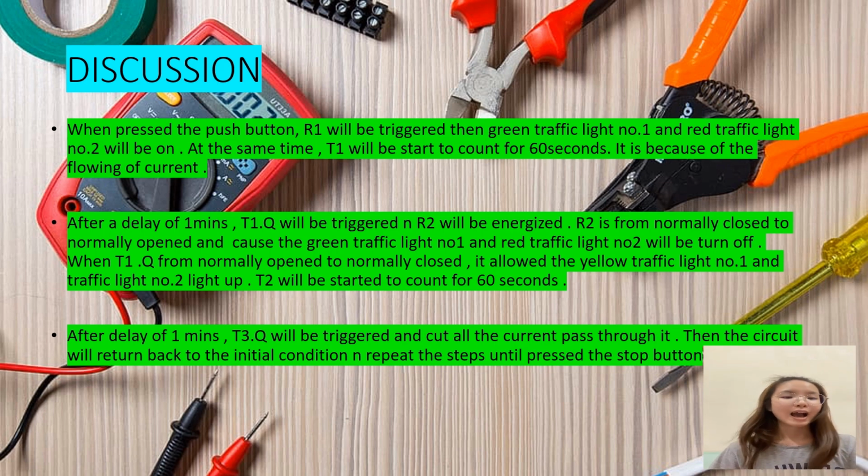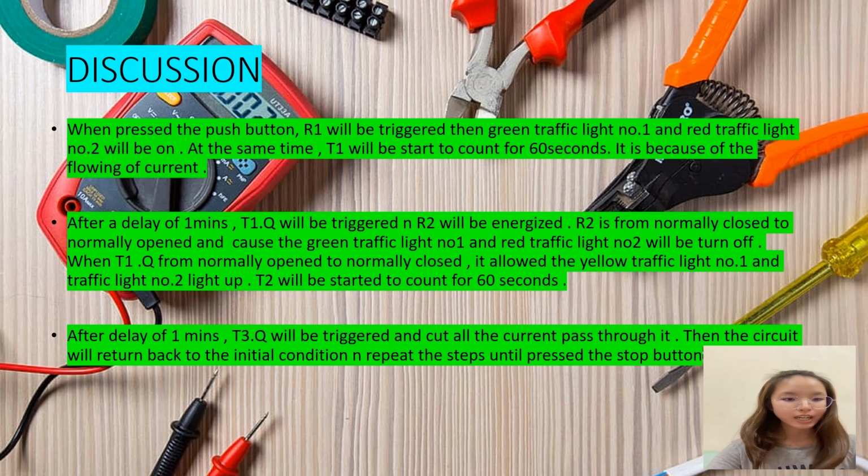Next, for number 2, after a delay of 1 minute, T1Q will be triggered and R2 will be energized. R2 changes from normally closed to normally open after the current flows through. This causes the green traffic light number 1 and red traffic light number 2 to be turned off. When T1Q changes from normally open to normally closed, it will allow the yellow traffic light number 1 and yellow traffic light number 2 to light up. From that, T2 will start to count for 60 seconds.